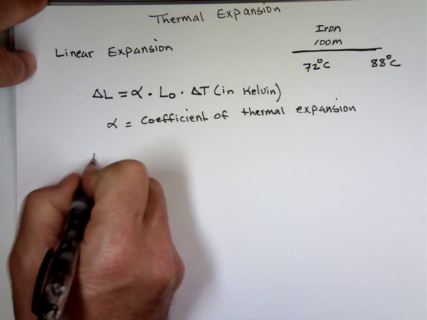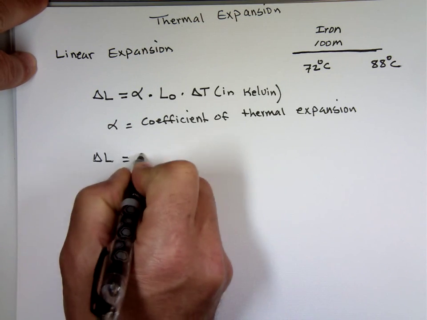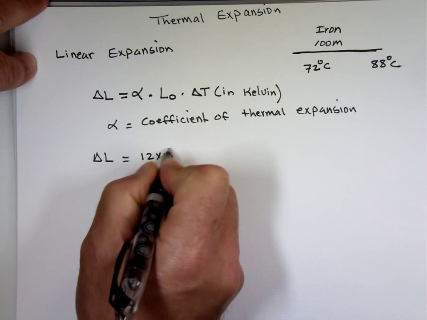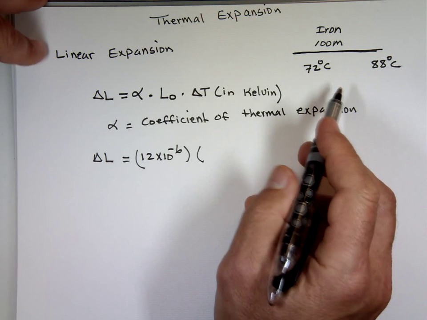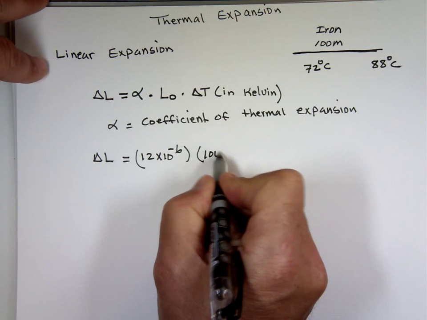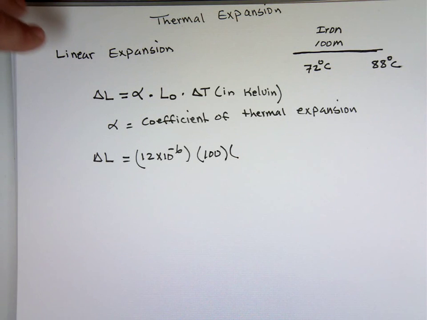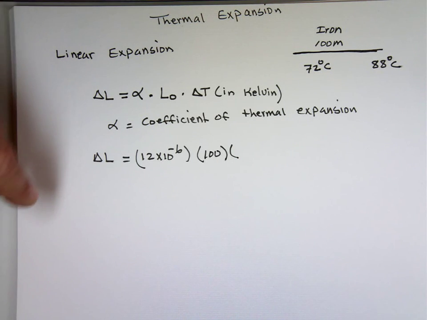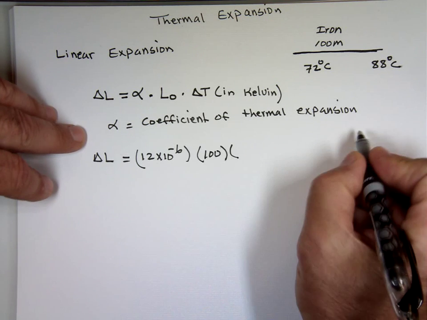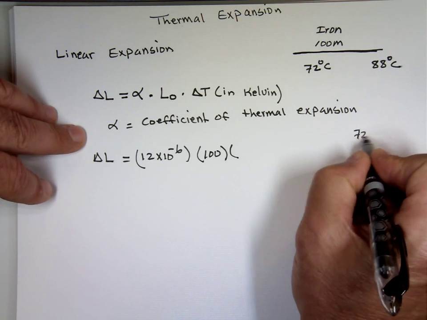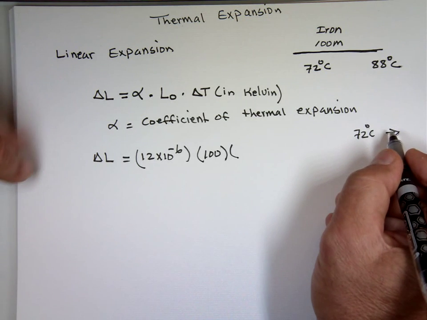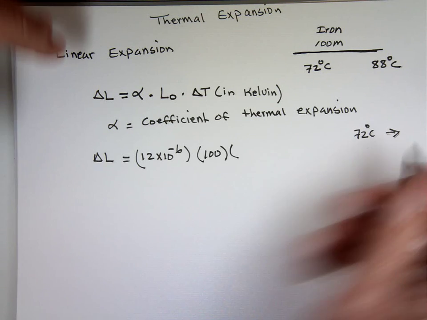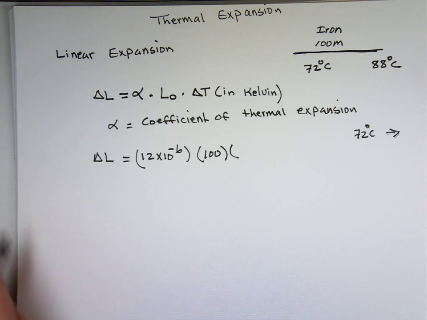That's the change in the length. It is going to be alpha, which is 12 times 10 to the negative 6, times the original length, which is 100, times the change in temperature. Here's the good news. We take the final temperature minus the initial temperature, but it has to be in Kelvin. Well, if I take the 72 Celsius, in Kelvin you add to it what? 273. So let's add 273 to it.